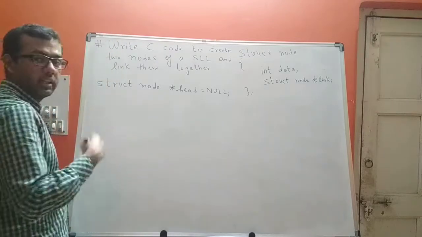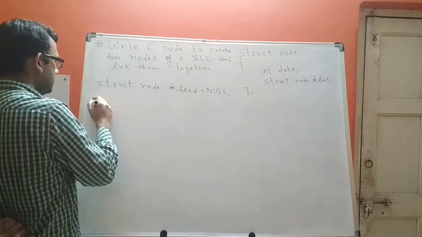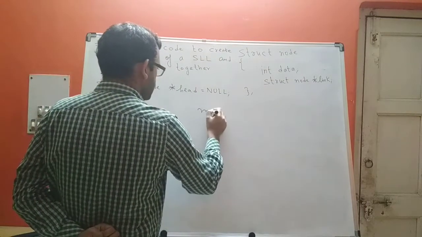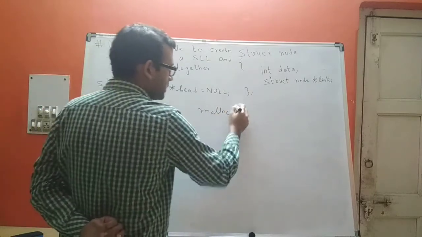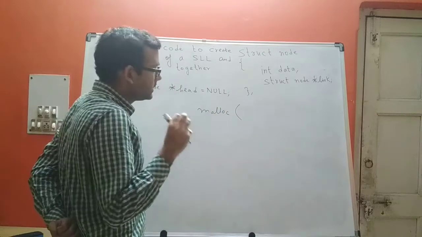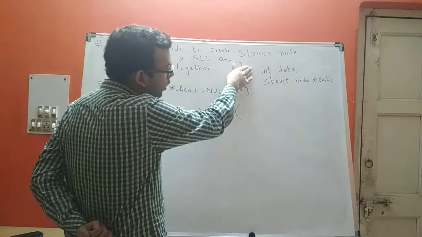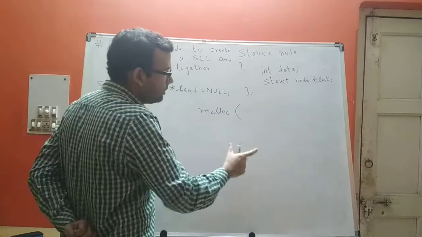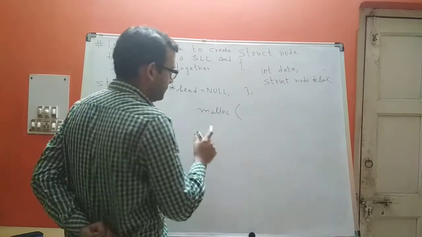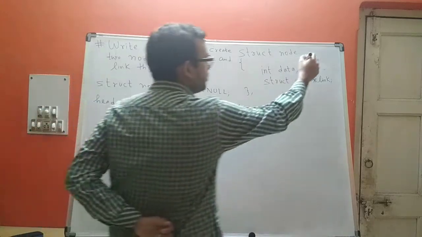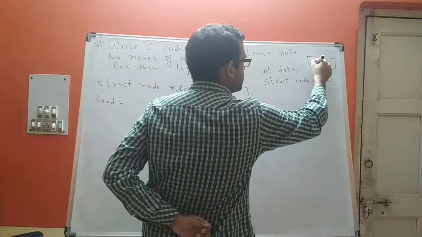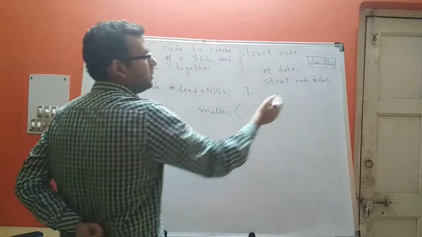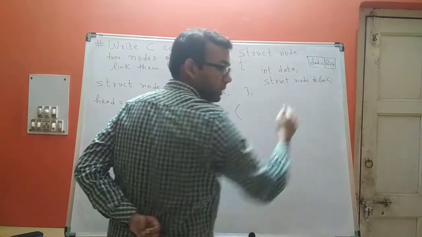Now let's say I create a node. So how do I create a node? I create a node using the malloc function. So I write malloc, and how much space do I need? I need space which is large enough to hold all the members of my structure. Because if I'm able to hold all the members of my structure, I'll be able to allocate a node properly, right? Because my node, what does my node look like? My node looks like this, right? It has a data part and it has a link part.